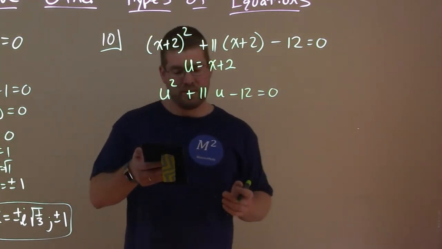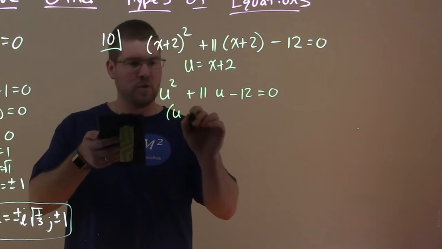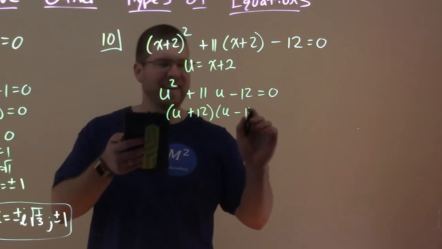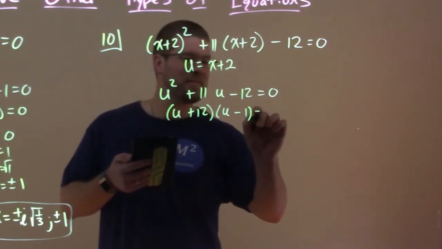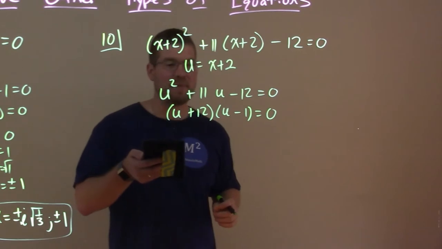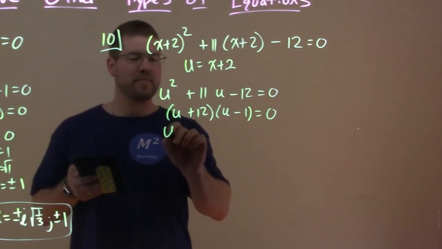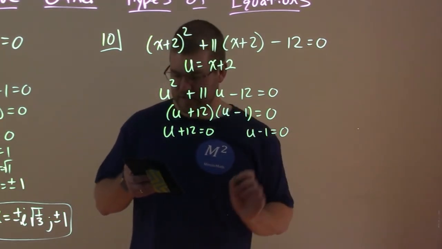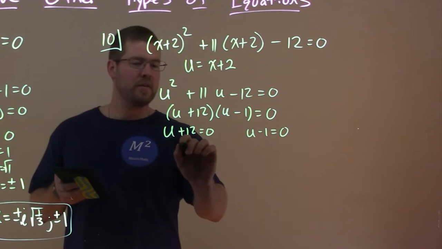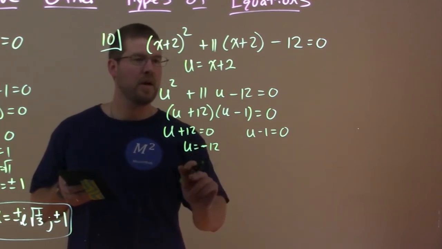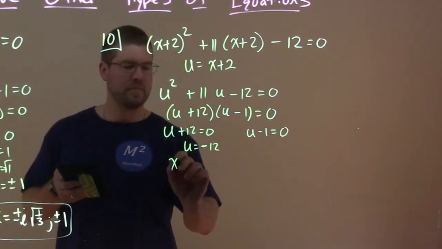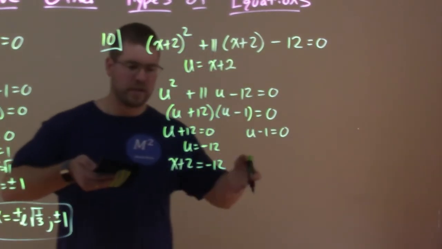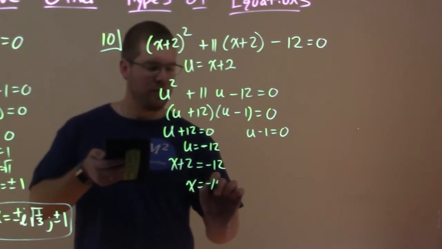And now we solve this one here, the factors. We have u plus 12 and a u minus 1. Not 12, 1. I got ahead of myself too much. Equals 0. I keep catching myself just in the nick of time. So we set both of them equal to 0. u plus 12 equals 0, and u minus 1 equals 0. Subtract 12 to both sides. u equals minus 12. Substitute x plus 2 in for u. So x plus 2 equals minus 12. Subtract 2 to both sides, and we get x equals a minus 14 here.